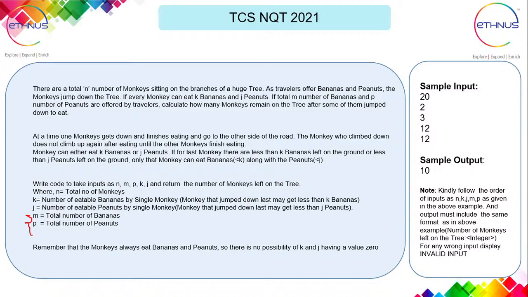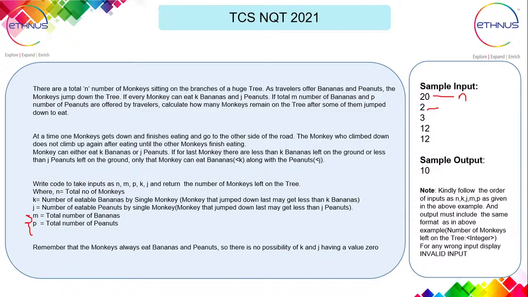There'll be some monkeys left in the branch. So what is the number of monkeys left? Here you can see in the test cases, the sample input: this is the number of monkeys, this is k, the number of bananas the monkeys can eat, and 3 is the number of peanuts that the monkeys can eat. This is the maximum number of bananas, that is m. This is the maximum number of peanuts, that is p.